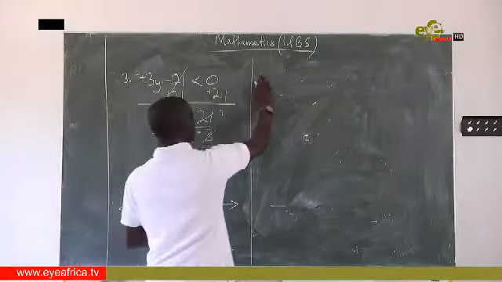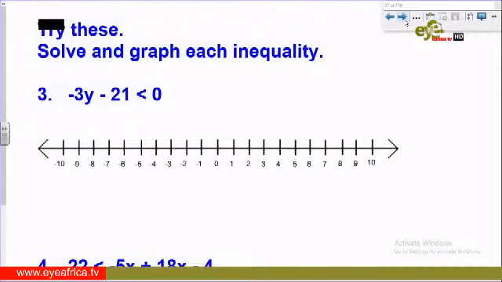So we move on to question number 4, which is 22 is greater than negative 5x plus 18x minus 4.